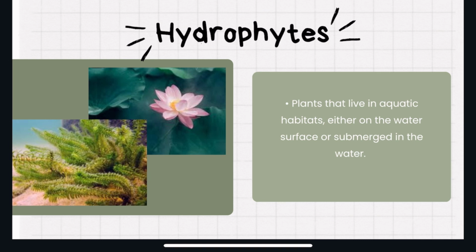Okay, next we have hydrophytes. What is a hydrophyte? Hydrophyte is a plant that lives in an aquatic habitat, either on the water surface or submerged in the water. The examples of hydrophytes are lotus and Elodea sp.